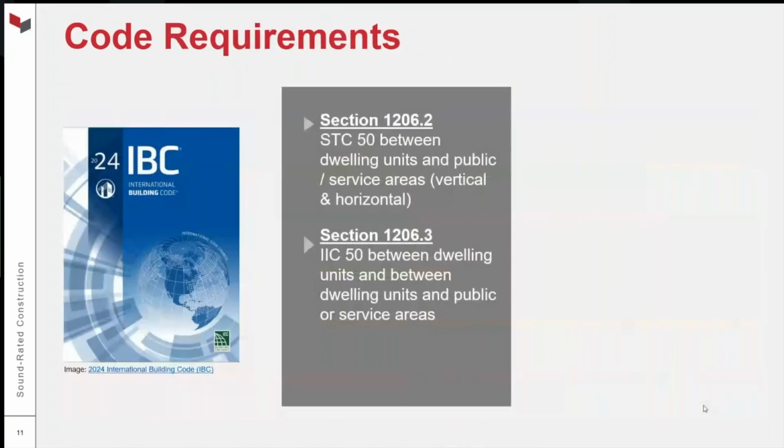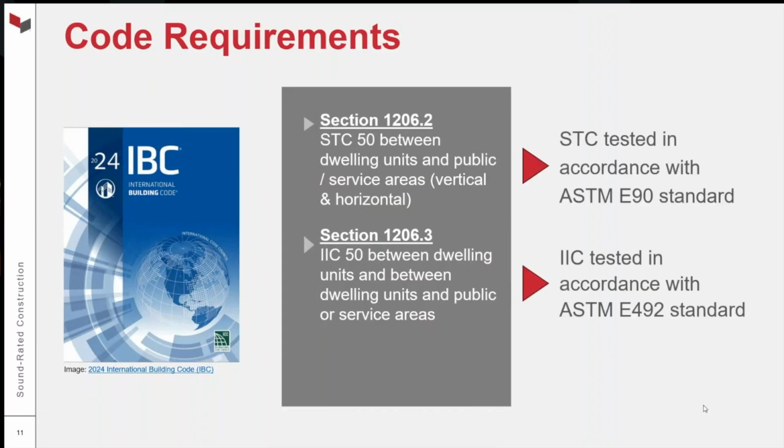First is the IBC. In the 2024 IBC, you want to look at section 1206. 1206.2 addresses airborne sound transmission. 1206.3 addresses impact. The minimum requirements are STC 50 and IIC 50 between dwelling units and between dwelling units and public or service areas. This is both for horizontal and vertical adjacencies. And remember, these STC and IIC ratings are tested in accordance with the laboratory ASTM standards, E90 for STC and E492 for IIC.